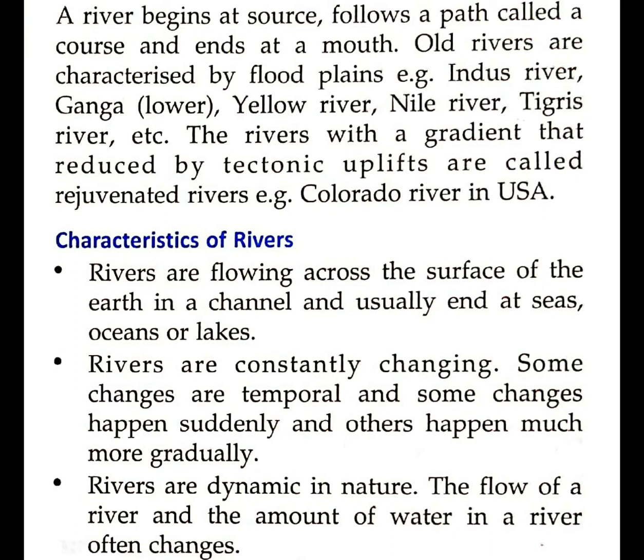Now the characteristics of rivers. Rivers flow across the surface of the earth in a channel and usually end in the sea, ocean, or lake. Rivers are constantly changing. Some changes are temporary, some happen suddenly, and others happen much more gradually. Rivers are dynamic in nature.